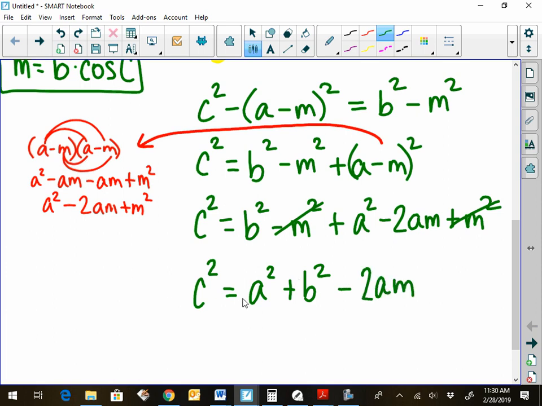So notice at the beginning here, it looks like the Pythagorean theorem, but it's not the Pythagorean theorem because we know that doesn't work unless it's a right triangle. So we have to add this other part, or really subtract this other part.